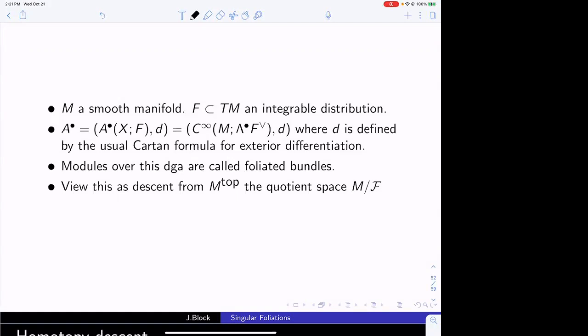And modules over this DGA are called foliated bundles. This is defined by Kamber and Tondeur, and probably other people too. The idea is that this is what it takes to descend a bundle from the topological space X to the quotient space M mod F, where you have to think about what you mean by that.